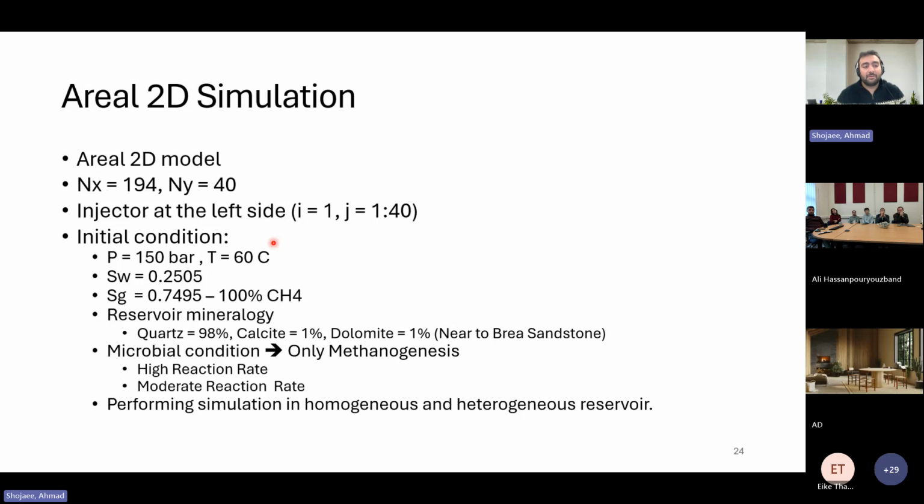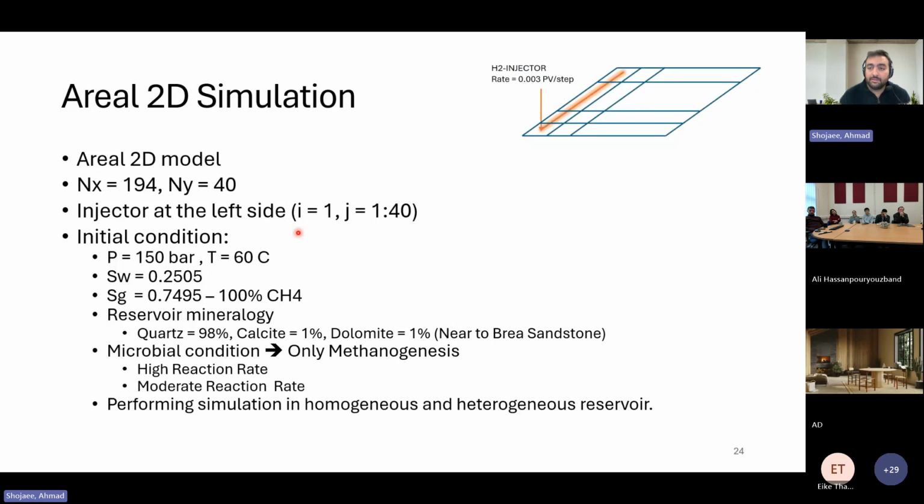Another study that we performed was about investigating the role of heterogeneity in the reservoir and its impact on microbial reaction dynamics. So we built a 2D areal model, and we're going to inject from the left side by defining a horizontal well on the left side, in a system with 194 cells in the X direction and 40 cells in the Y direction. The initial condition: water saturation is 25%, and we have 75% methane. And the reservoir mineralogy is 98% quartz, 1% calcite, and 1% dolomite, something near to Berea sandstone.